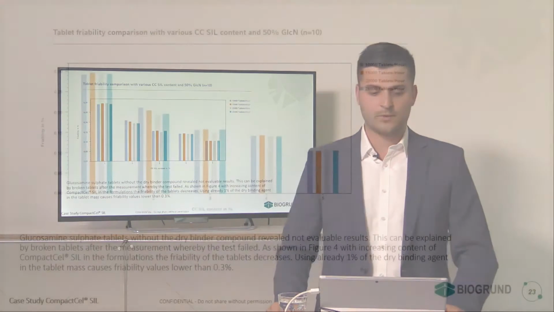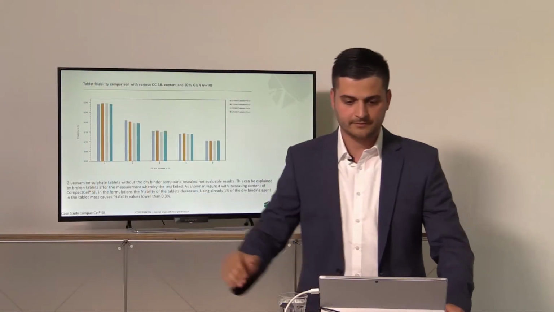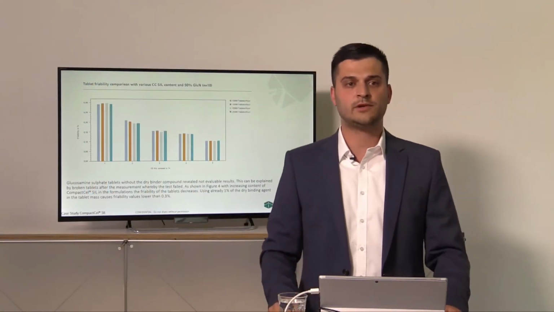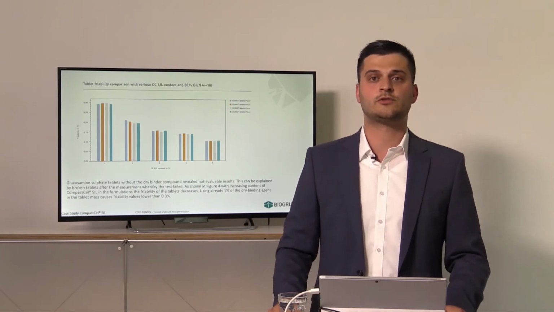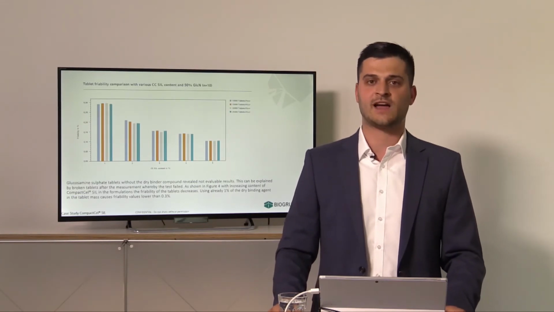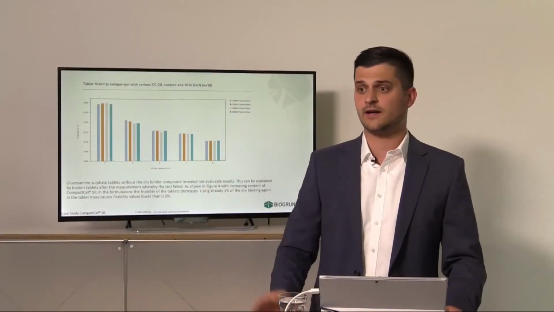On this graph, we have plotted the friability against the binder content. The increased Compact Cell SIL content decreases the friability percentage. Those results show, on the other hand, no significant relation to the turret speed, so they are always quite equal. Using already 1% of our dry binder results in friability values lower than 0.3%. And tablets without dry binders, maybe you remember from the formulation before, they broke, which means that the test failed, so they are not listed here.